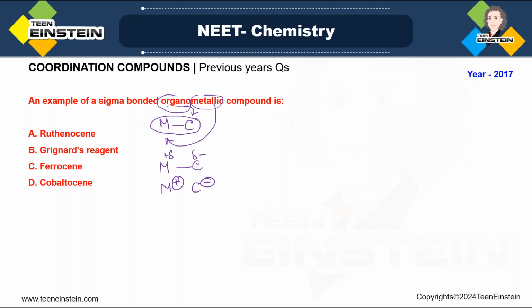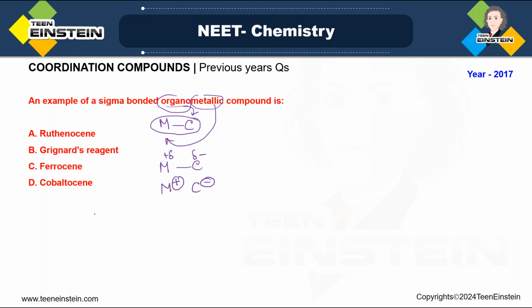Now the four options given: ruthenocene, Grignard reagents, ferrocene, cobaltocene. In which case is the organometallic compound sigma bonded? That means the bond between metal and carbon has sigma bond character, not pi bond. But sometimes there may be a pi bond also. In this case, the bond that I have written is basically a sigma bond.